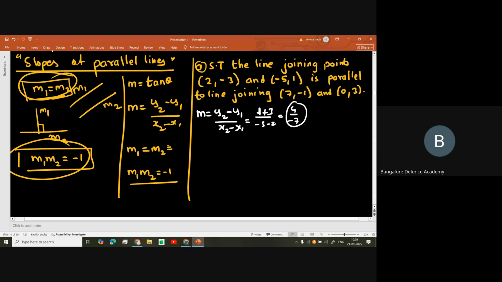Okay, now we'll have to check whether it is parallel. So let us go with the second slope now. Again, the same formula. 3 minus of minus 1 will be plus 1 and 0 minus 7. So once again you get 4 by minus 7. So the conclusion is m1 is equal to m2. The slope of the first line is equal to the slope of the second line. That means it is a parallel line. Do you all understand? Yes, sir. Next question.